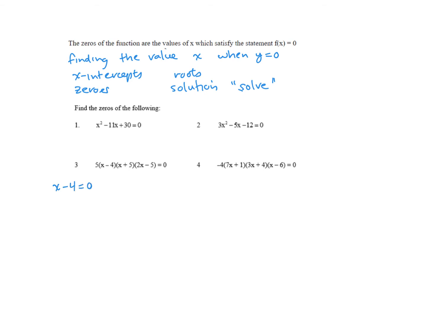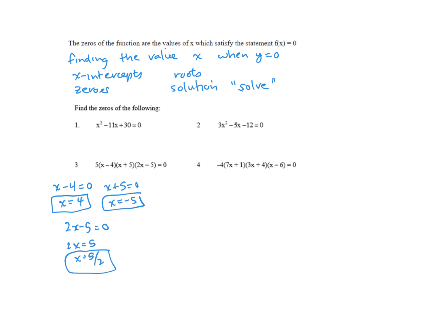All we do is take each factor, set it equal to 0, and solve for x. So we have 1 at 4, set it equal to 0, solve for x. We have 1 at -5, set it equal to 0, solve for x. And we have 1 at 5/2. So if it is in factored form, it is pretty easy to find the zeros or the roots. Don't worry about any leading coefficients.